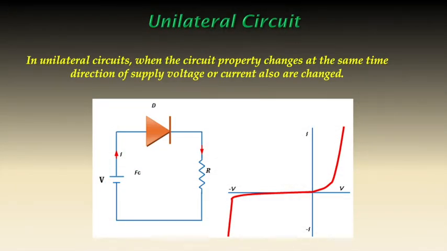Unilateral circuit. In unilateral circuit, when the circuit property changes at the same time, direction of supply voltage and current also are changed. The diode rectifier is the main example of the unilateral circuit because it does not perform the rectification in both direction of supply.